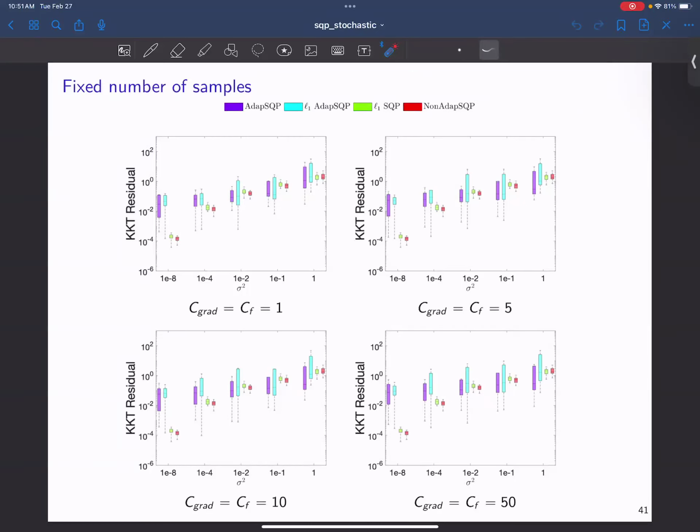Also, one can ask, if I have a fixed budget of, let's say, 10,000 samples, how will my algorithm converge? In this case, what we observe is, again, the benefits of our algorithm, especially when we are in the noisy setting. So when the problem is far from deterministic, there are quite a lot of benefits to using the adaptive algorithm for optimizing these problems with constraints.